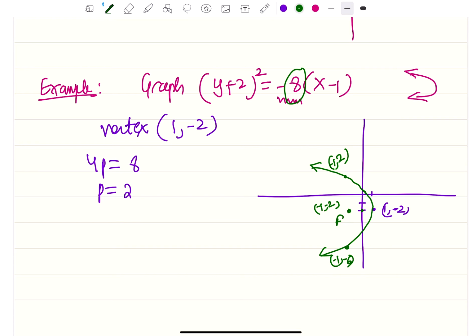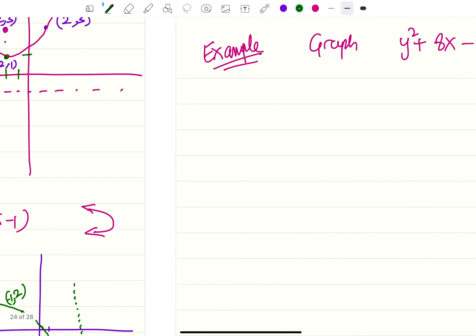An equation of the directrix here. The equation of the directrix would be on the opposite side. So going from x equals 1, I have to go 2 units to the right. That would be x equals 3. X equals 3 is the equation of the directrix.